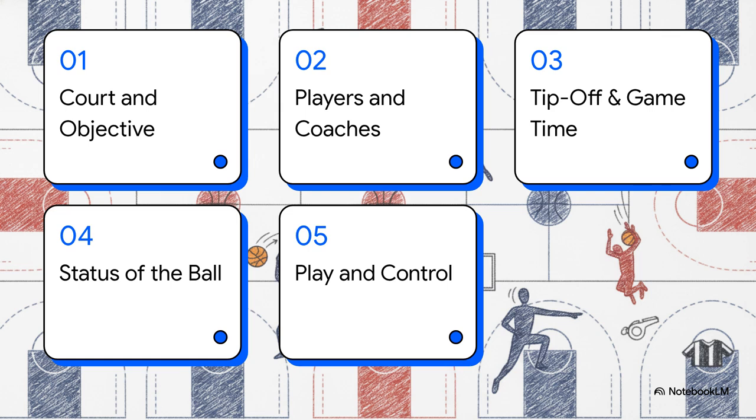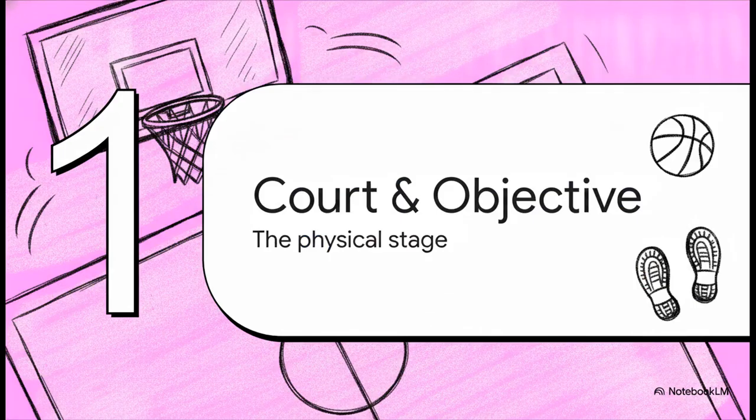To make this incredibly easy to master, here is our roadmap. 1. The court and objective. 2. Players, subs, and coaches. 3. Tip-off and game time. 4. The status of the ball. And 5. Playing and controlling it. Let's jump in. Section 1.